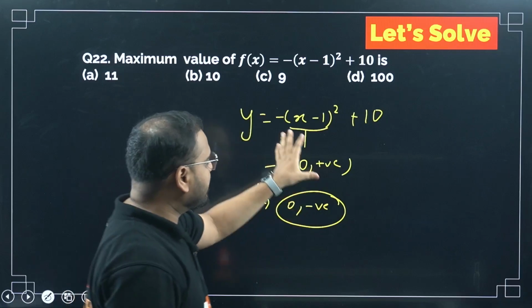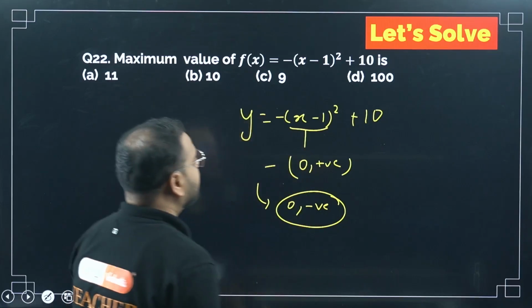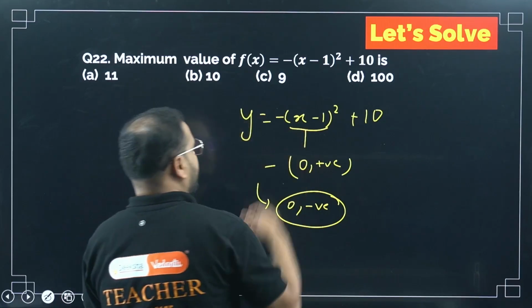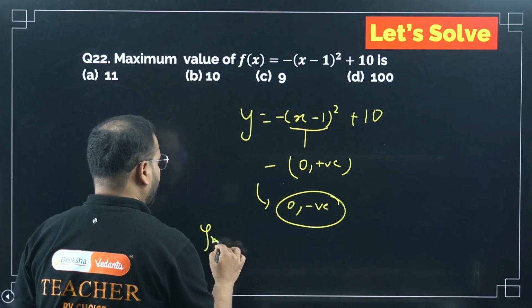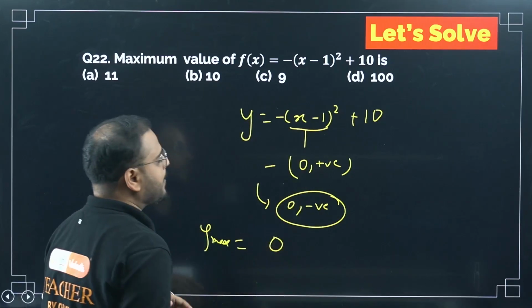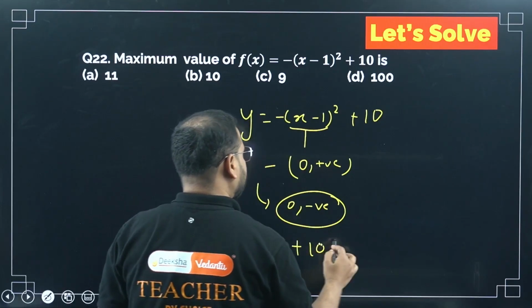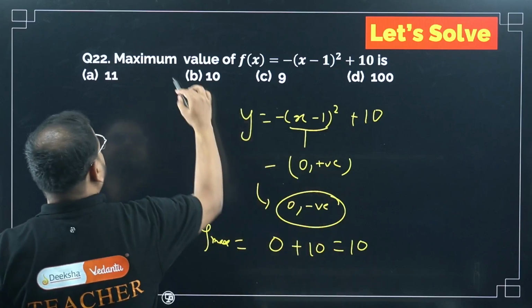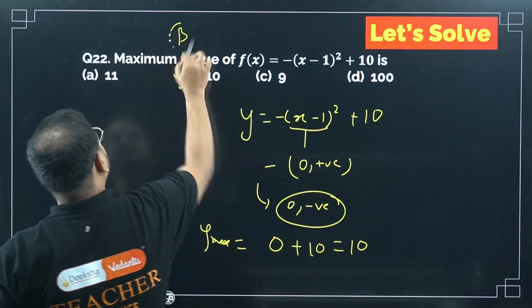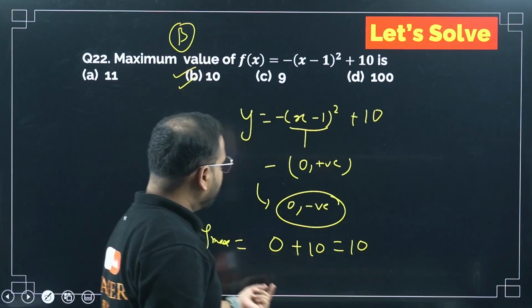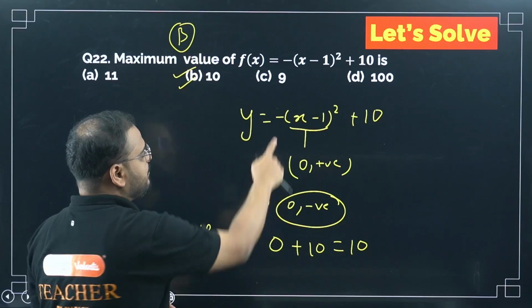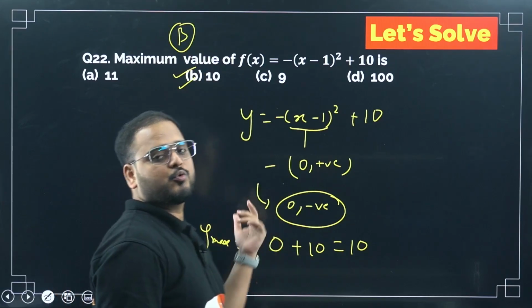So the maximum value will be when this is 0. Understand this? Y maximum will be when this is 0, plus 10. How much is that? 10. Option number B. Sir, why is it maximum when this is 0? Because if I take any other number than 0, it will be what? Negative, no? So minus 1, minus 2, whatever it is.